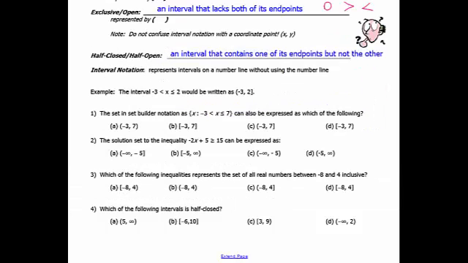Question 1 is option C. Question 2 is A. Question 3 is D, and question 4 is C. So that's it. A lot of extra vocabulary and some notation.